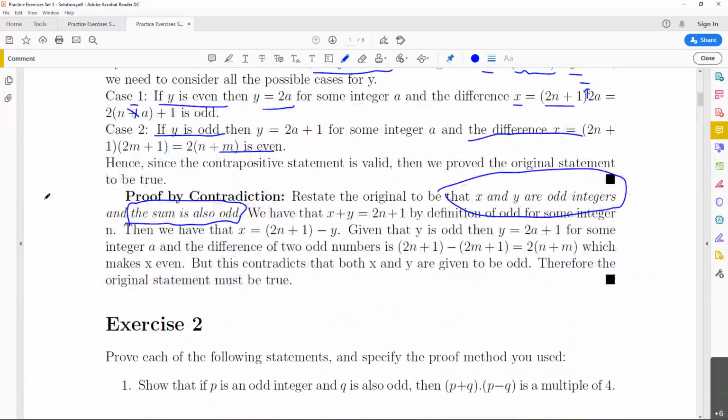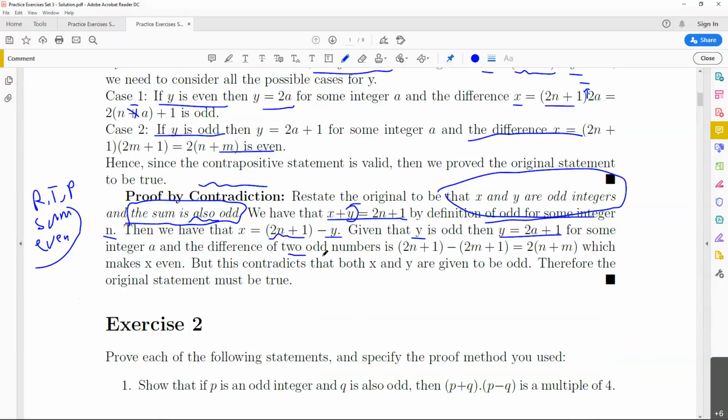We're required to prove that the sum is even. But the way contradiction works, it says, let's assume that the sum is odd and we reach something that's not right, something explodes. So x plus y is 2m plus 1. We are assuming that the sum is odd, by the definition, for some integer m. Then we'll take y to the other side, so x is the sum minus y. We are given that y is odd. Remember, x and y are both odd, so y is 2a plus 1 for some a.